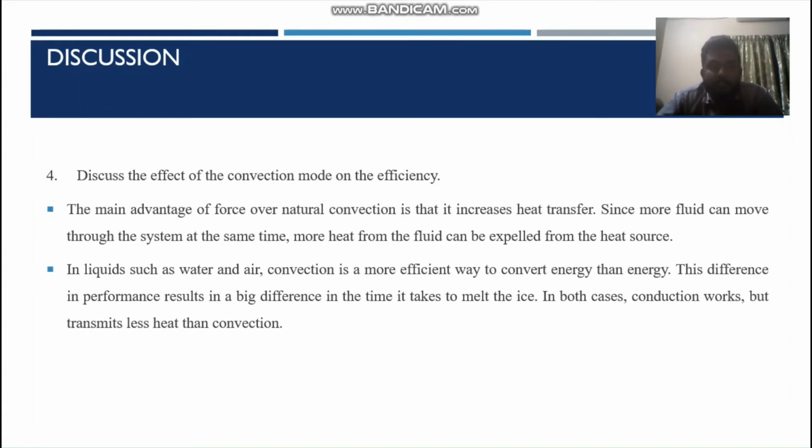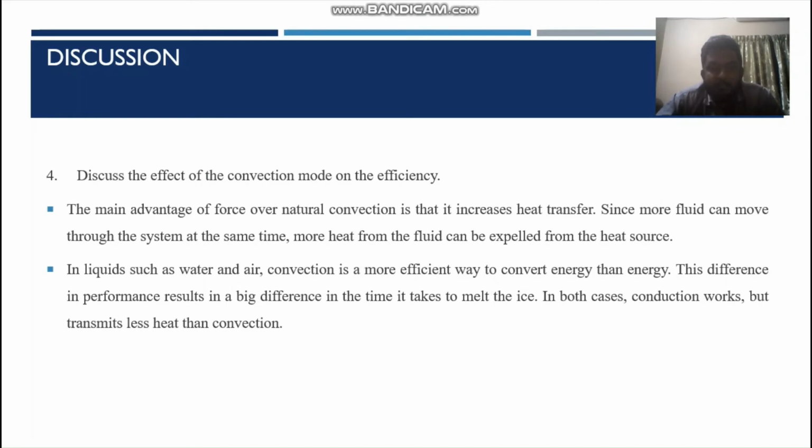Let's take a look at the first question, which is to discuss the effect of convection mode on the efficiency. The main advantage of forced over natural convection is that it increases heat transfer. Since more fluid can move through the system at the same time, more heat can be expelled from the heat source. In fluids such as water and air, convection is a more efficient way to transfer energy.